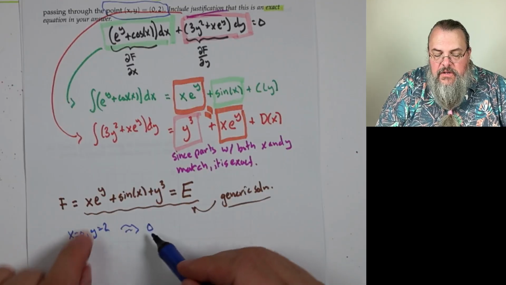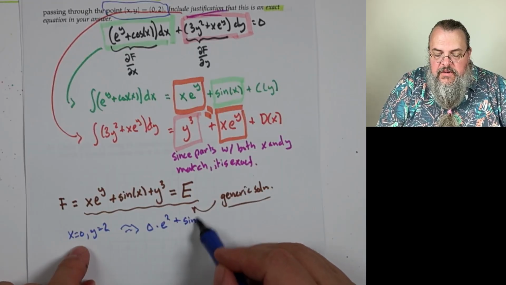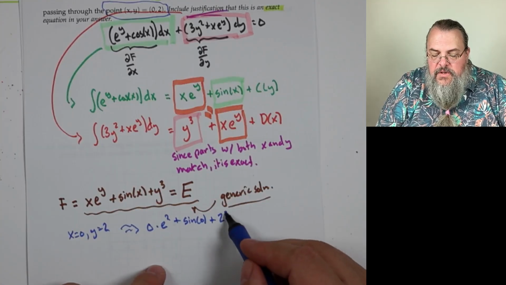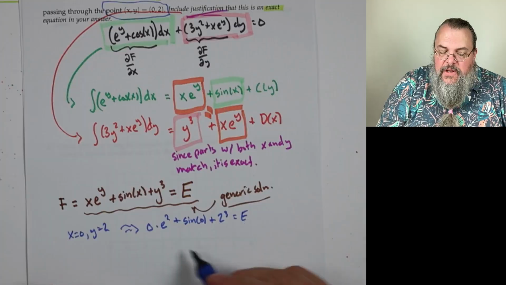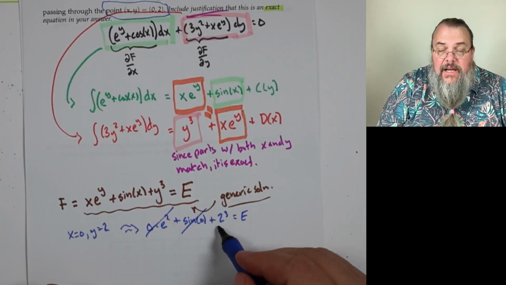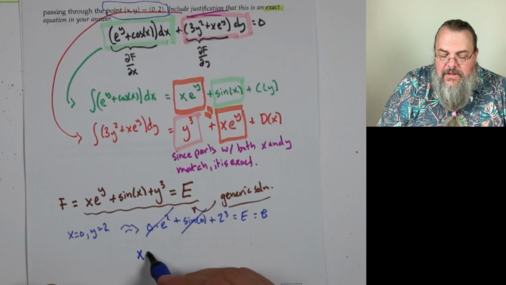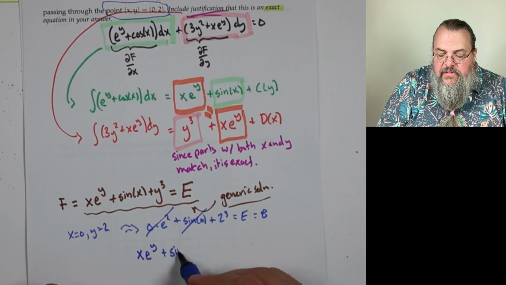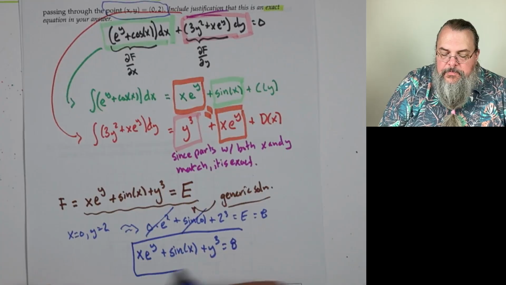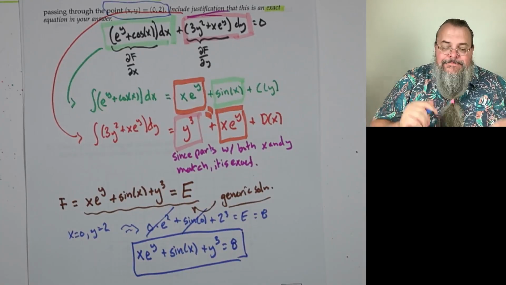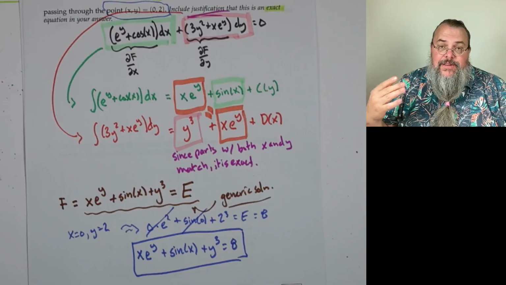We get x equals 0 times e squared plus sine of 0 plus 2 cubed. That's just plugging in x equals 0, y equals 2, and all that equals e. Well, we go 0, 0, and 2 cubed is 8. Okay, so our final answer is x e to the y plus sine of x plus y cubed equals 8. Ta-da!